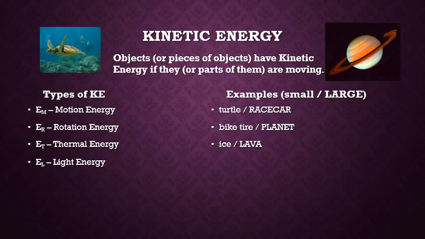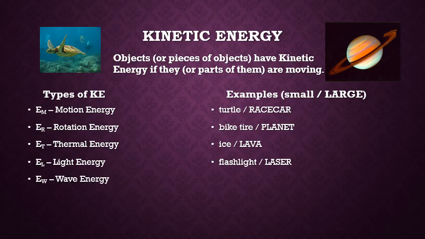Another kind of kinetic energy is light energy, or EL. Light energy, of course, moves from place to place. When you turn on a light, the little photons of light move through space, and that's why they're kinetic energy. An object that has not very much light energy would be like a dim flashlight, and the brighter the object is, the more light energy it's going to contain. So lasers, for example, are going to have a lot of light energy.